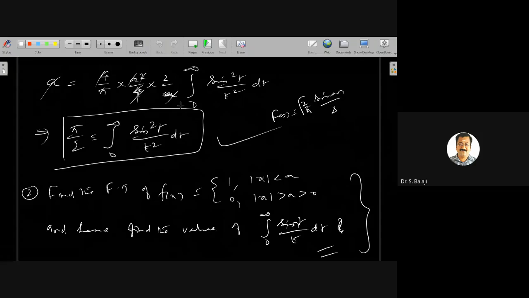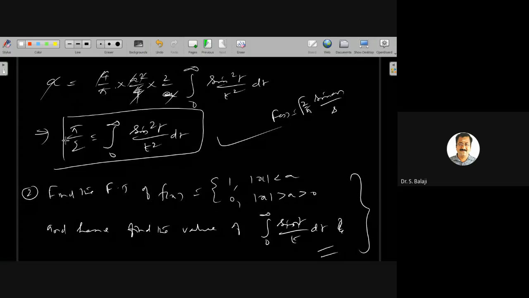Now cancel. What are the things you can cancel? 4 and 4 get cancelled. 1 a gets cancelled, and one more a and this a get cancelled here. Everything gets cancelled. The remaining thing is 2 pi by pi. Taking it to the left side here, it will be pi by 2, the integral from 0 to infinity of sin square t by t square dt.